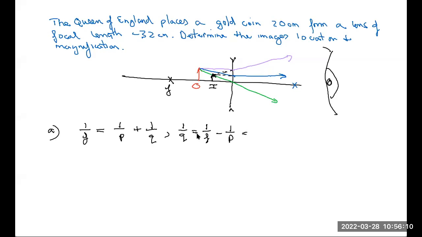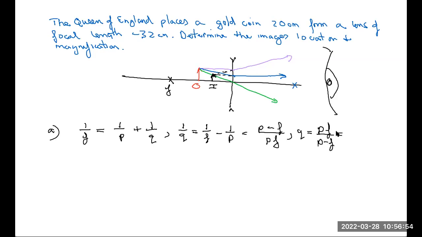We can rearrange this equation to make it handier to use by identifying a common denominator. So FP would be a common denominator. Rewriting the difference of the two fractions in terms of a common denominator, we get P minus F in the numerator, and PF, the common denominator, in the denominator. Then we can take the inverses of the far left and the far right to get an equation for Q. Q, the image distance, will be PF over P minus F.